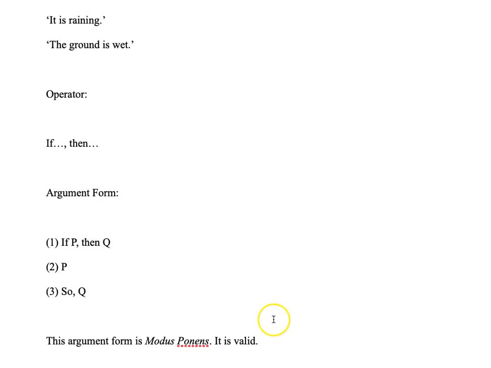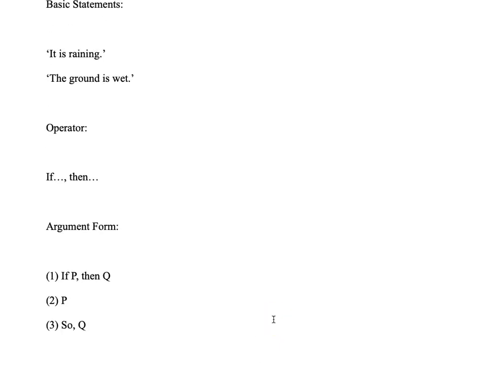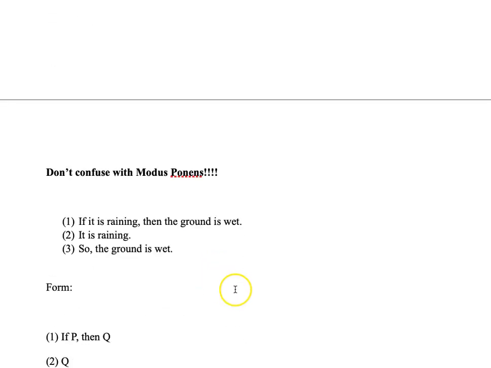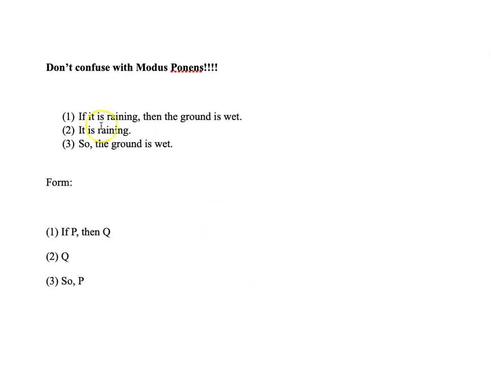Guaranteed to be valid. Now, there's a tricky argument form that sometimes makes people think it's Modus Ponens, but it's not. So you've got to be careful to distinguish between this argument form, if P then Q, P so Q, which is valid and guaranteed to be valid, with another similar argument form. So here, first premise is the same as the last argument. If it's raining, then the ground is wet.